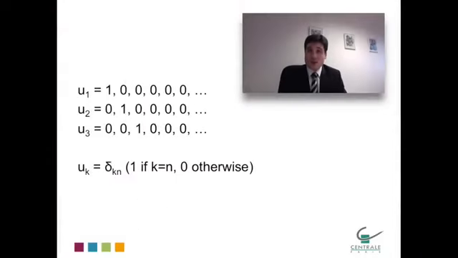u1, which is 1 and then zeros. Then u2, which is 0, 1 and then zeros. And then u3, which is 0, 0, 1 and then zeros. In other words, u_k is zeros and then 1 at the kth position, and then zeros, which can be written delta_nk, where delta is the Kronecker symbol. Now, this sequence u_k is weakly convergent to 0.